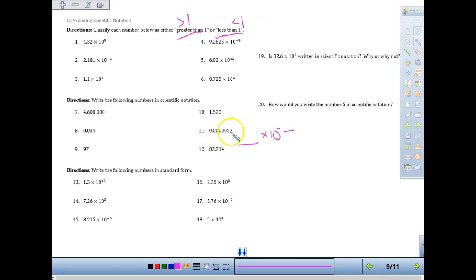What's my number between 1 and 10? Where do I have to place that decimal point? Between the 5 and the 2. 5.2 times 10, it's going to be negative. And now count how many places. And to me, sometimes the easiest way is to just take, you go 1, 2, 3, 4, 5, 6 places. Negative 6. Answers are in the back for you to check, so make sure you're checking them. Okay? So 5.2 times 10 to the negative 6. Down here, you're writing them out in standard form. Okay? Use your notes if you need to.